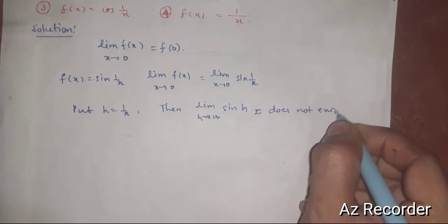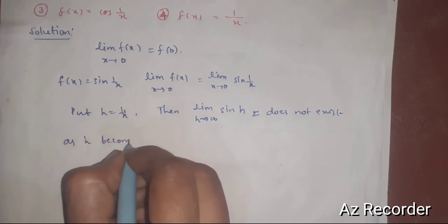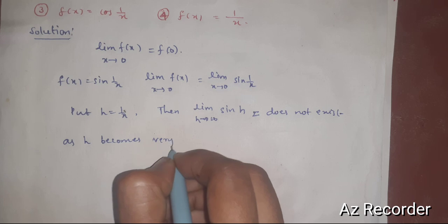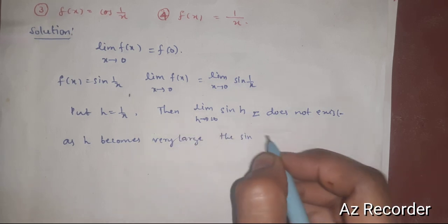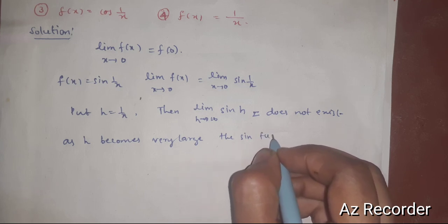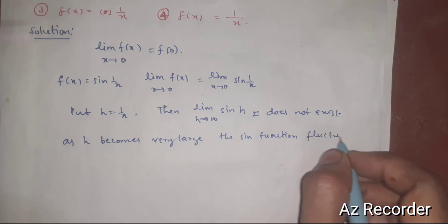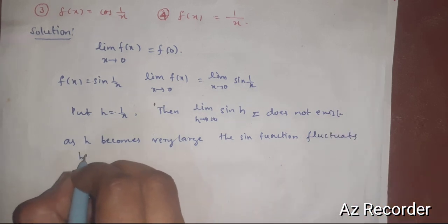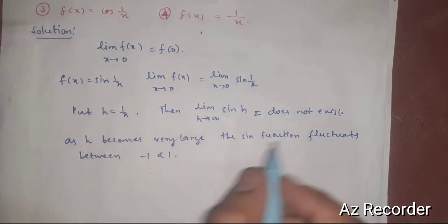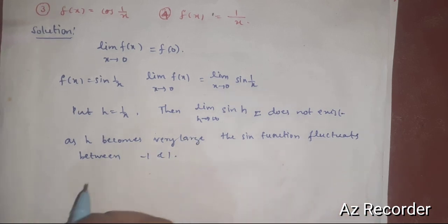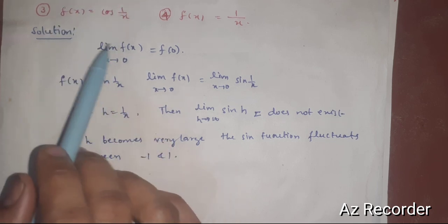Why? As h becomes very large, the sine function fluctuates between minus 1 and 1. So the limit does not exist. Hence this function we cannot extend to a continuous function on this interval.